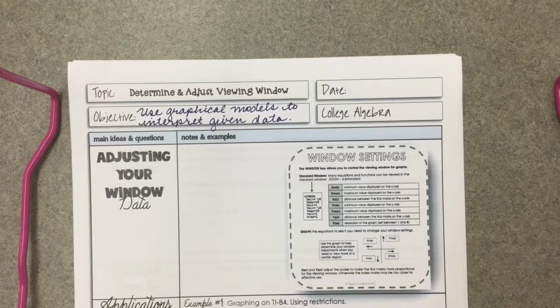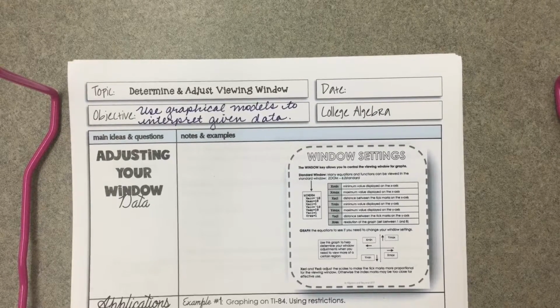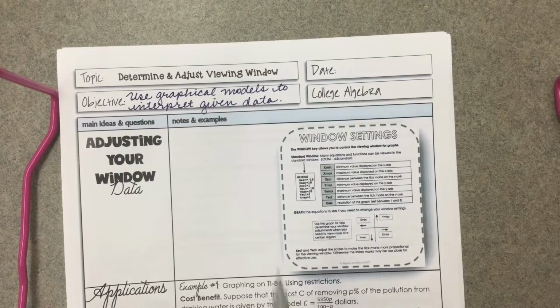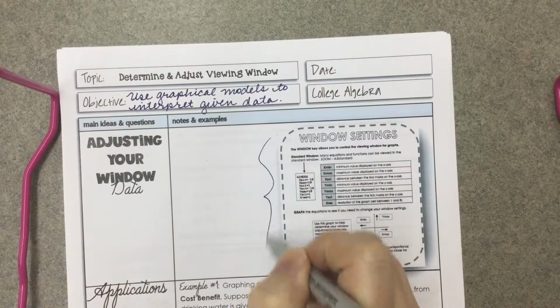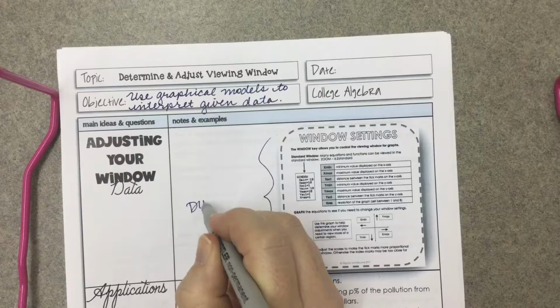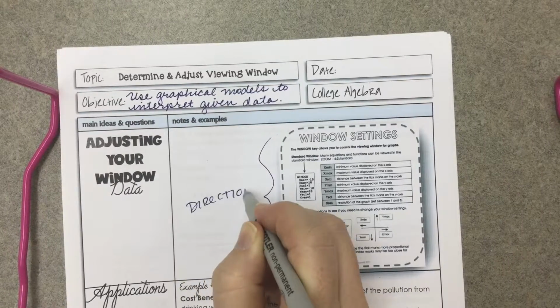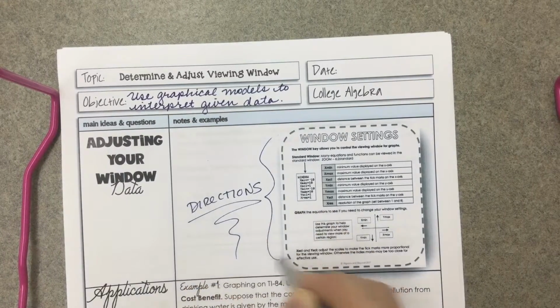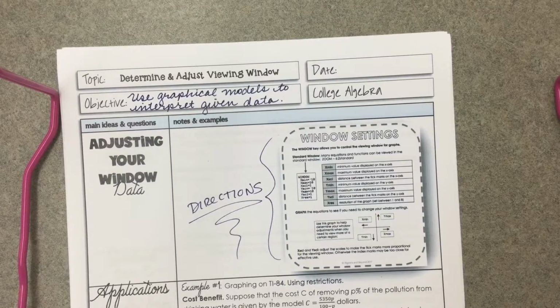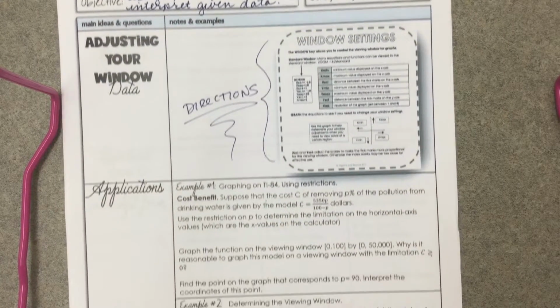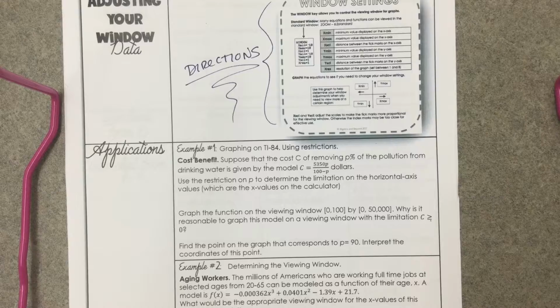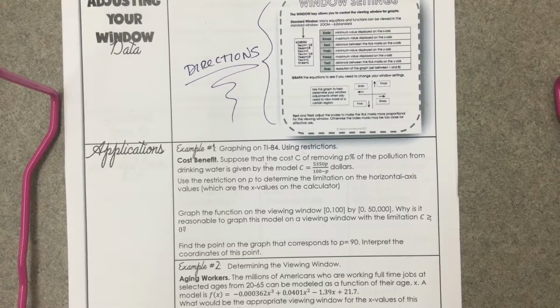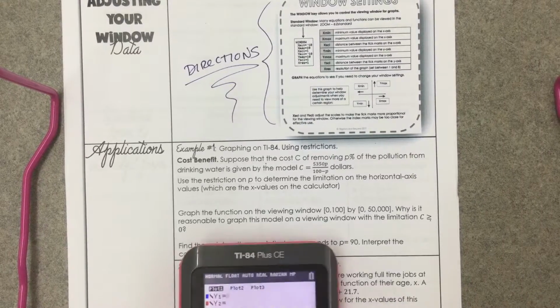Okay, now we're going to use graphical models to interpret given data. This graphing calculator reference sheet gives some directions on how to adjust your window on your calculator. So let's employ some examples of what we mean by this. In example number 1, we're going to graph on our TI-84 using the given restrictions.